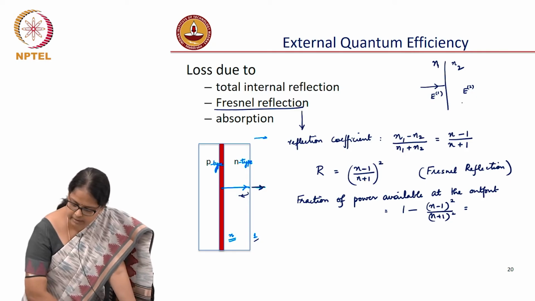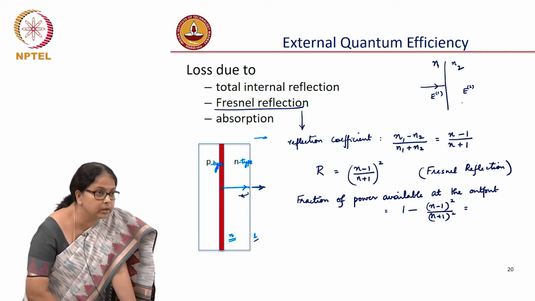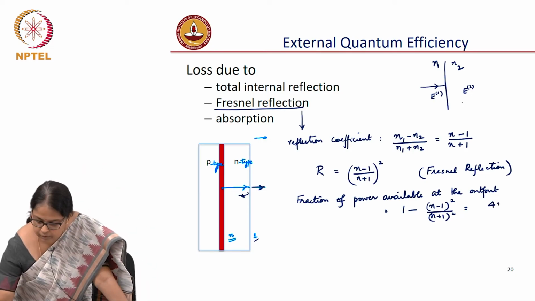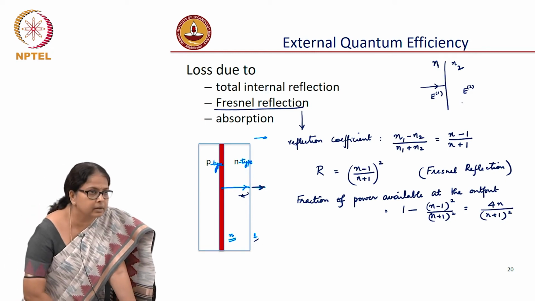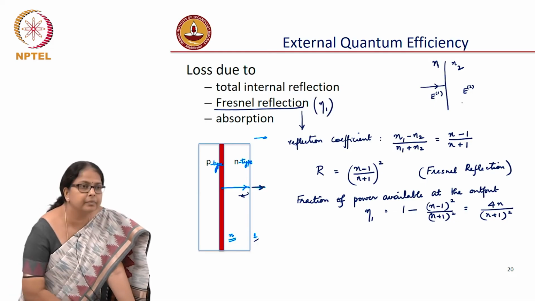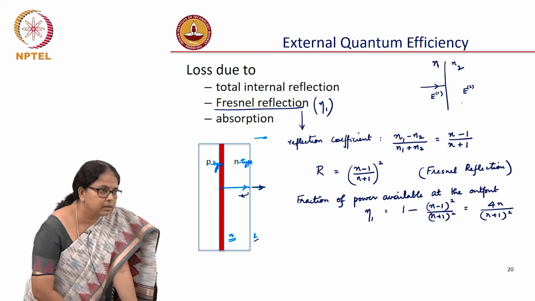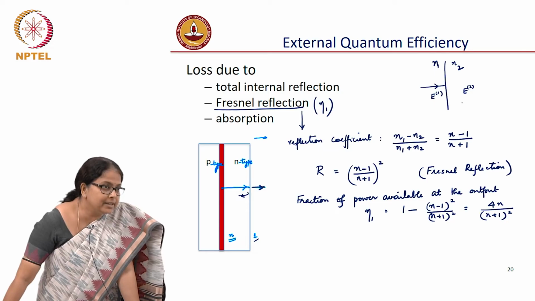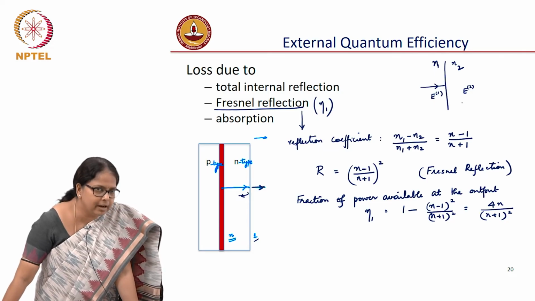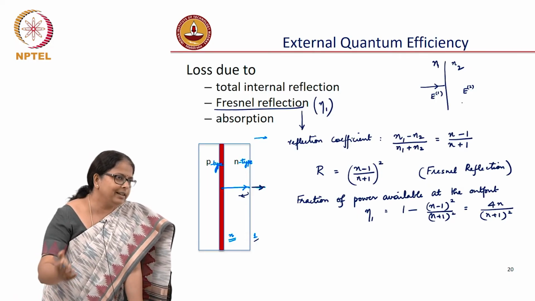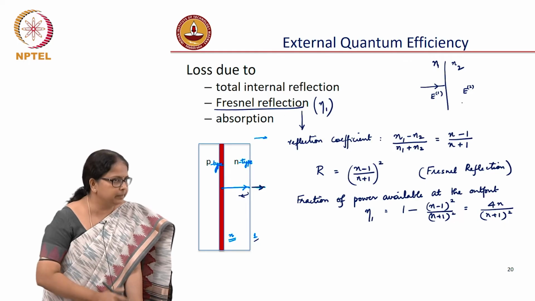And if you expand this, it is (n plus 1) the whole square minus (n minus 1) the whole square, divided by (n plus 1) the whole square. So, your answer would look like 4n divided by (n plus 1) the whole square. We can call this efficiency eta 1. It means that of the entire power that got emitted inside the material, only a fraction eta 1 of it is available outside because there is Fresnel reflection, there is a change in medium.